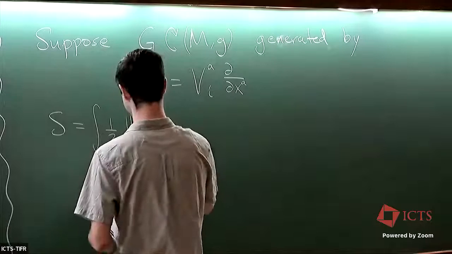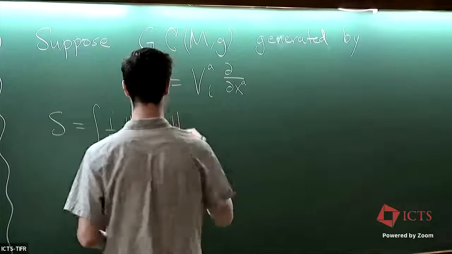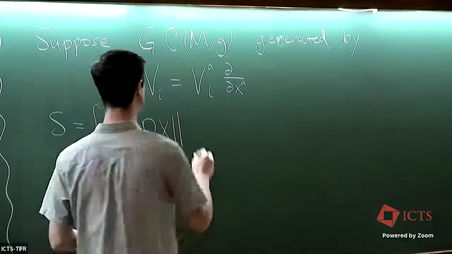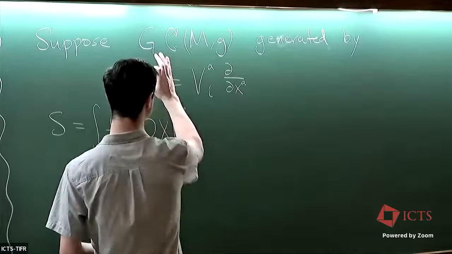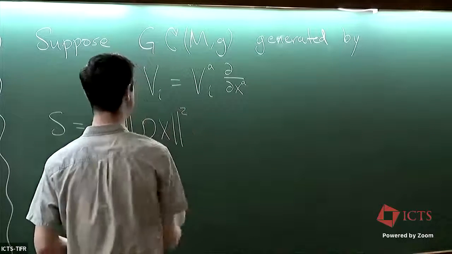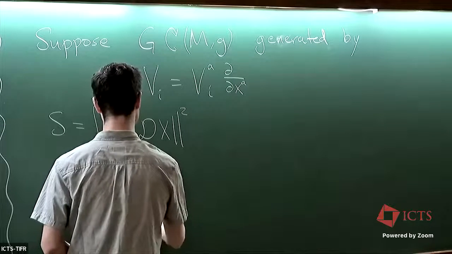And the kinetic term is sort of what you expect. We take the covariant derivative of x. This d is going to be a covariant derivative for the action of G. So inside of here, there's our connection 1-form.